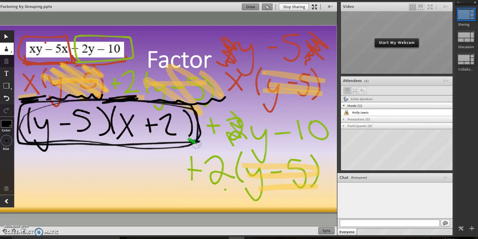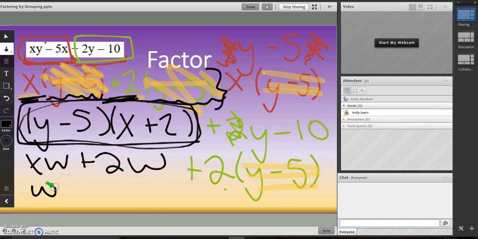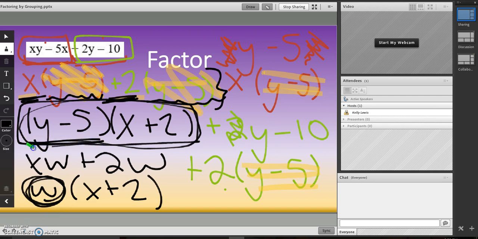If this said xw plus 2w, then we would take a w out and have x plus 2. Well, our w just happens to be crazy complicated, this y minus 5. And everything in math, kind of like life, just makes more sense if we do more of it. So let's do another.